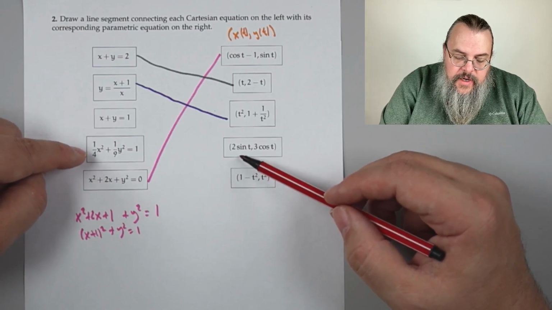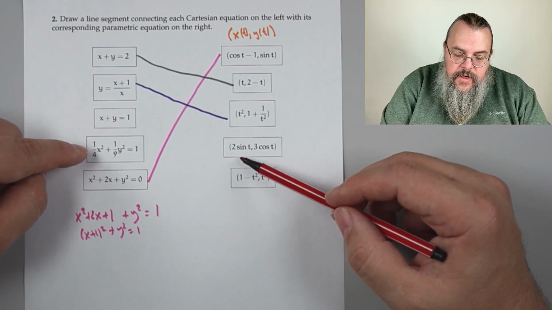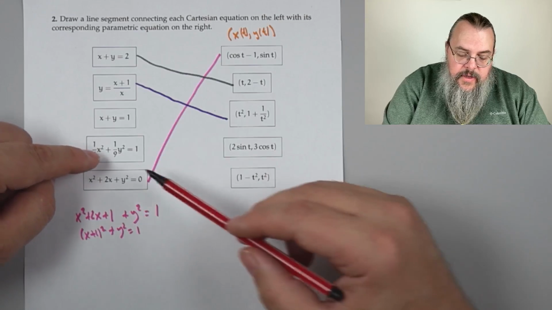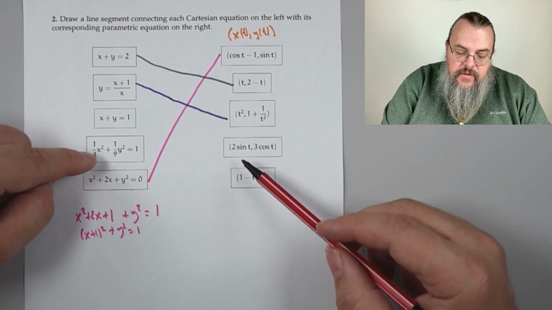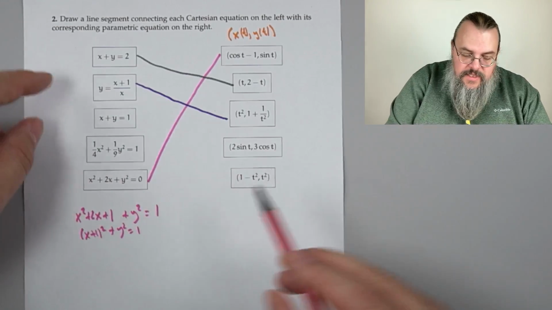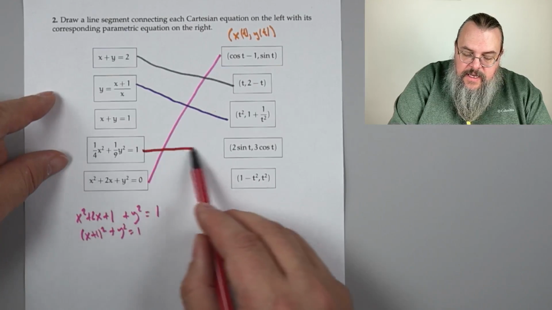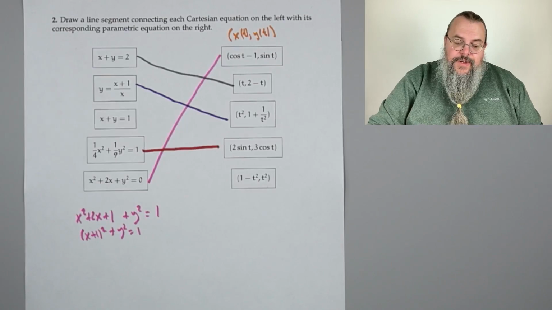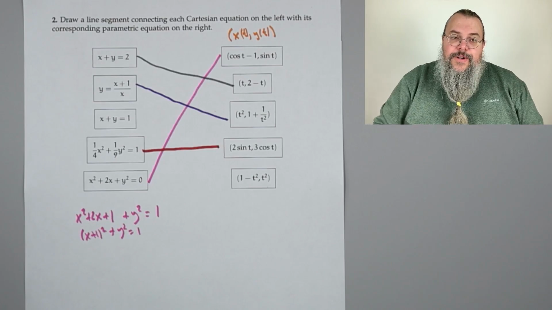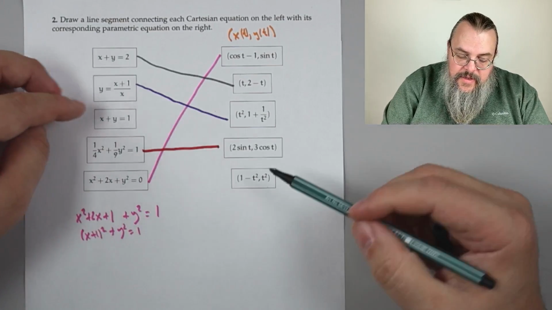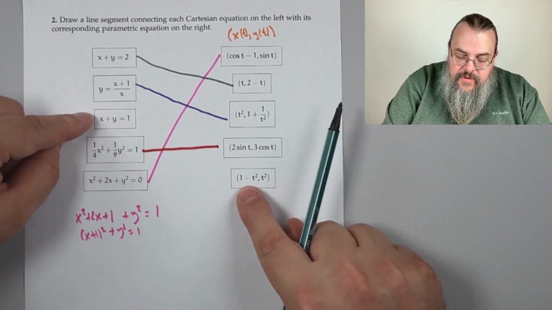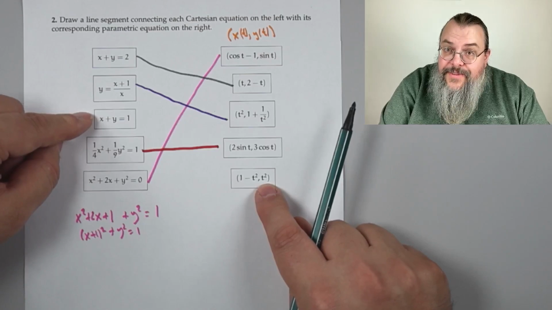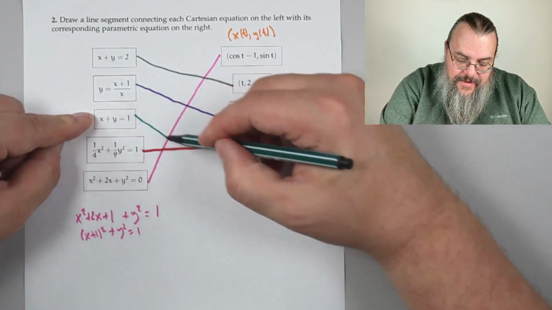How about here? Square x, that's 4 sine squared. Divide by 4, so that just becomes sine squared. And then we have 9 cosine squared, over 9 is cosine squared. So it becomes sine squared plus cosine squared, which is 1. Aha! That matches up. And now, by process of elimination, there's only one more chance. If this is x and this is y, x plus y, does that equal 1? Yes, it does. And there we go.